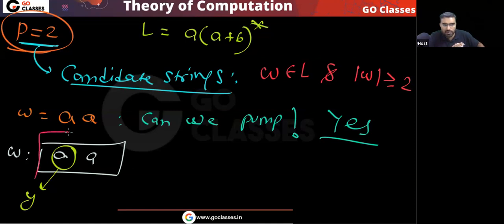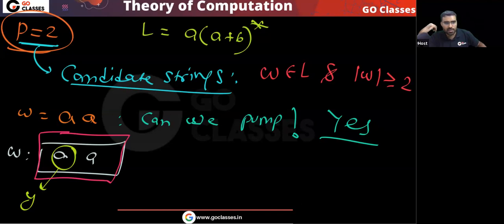Remember, for different candidate strings, can you have different y? Yes, you can have different y. For every candidate string, within the first p symbols, some y you need. Different candidate strings can have different y. Please understand.